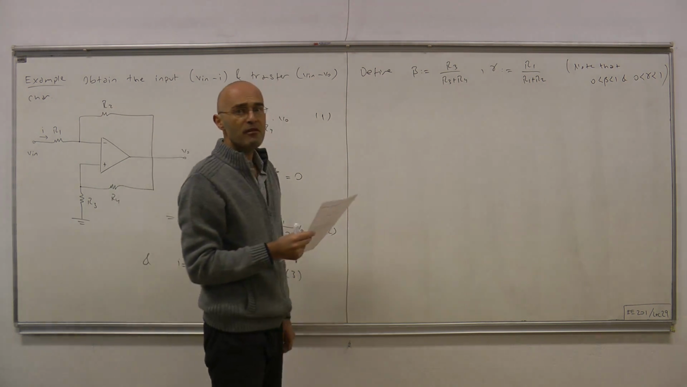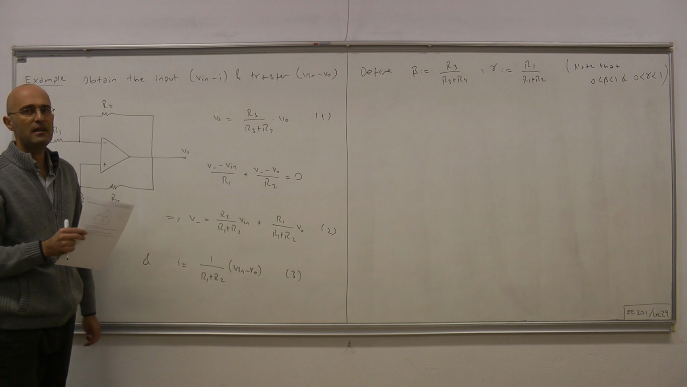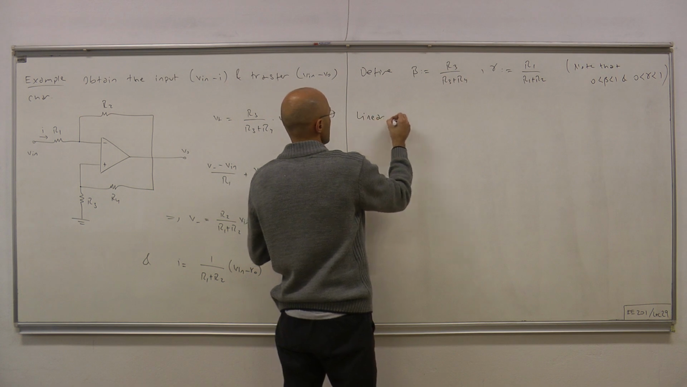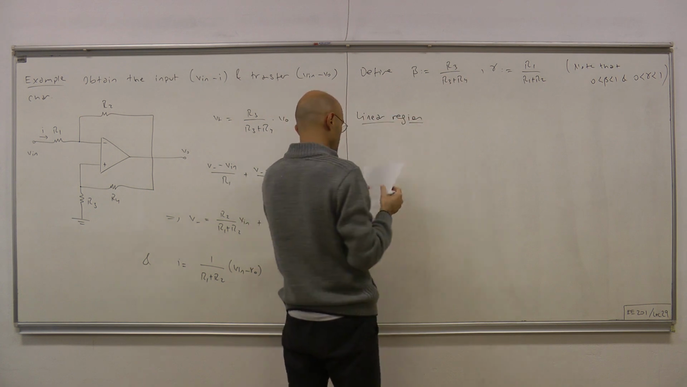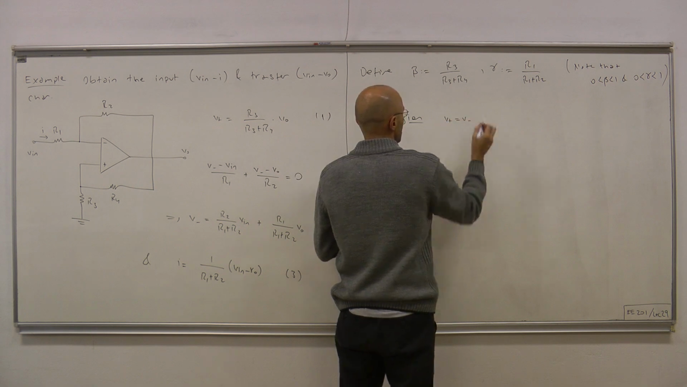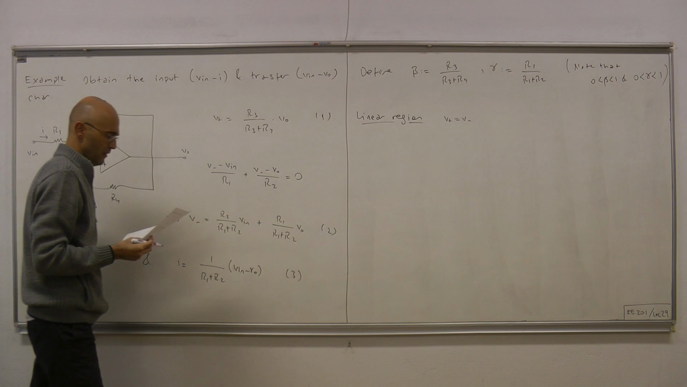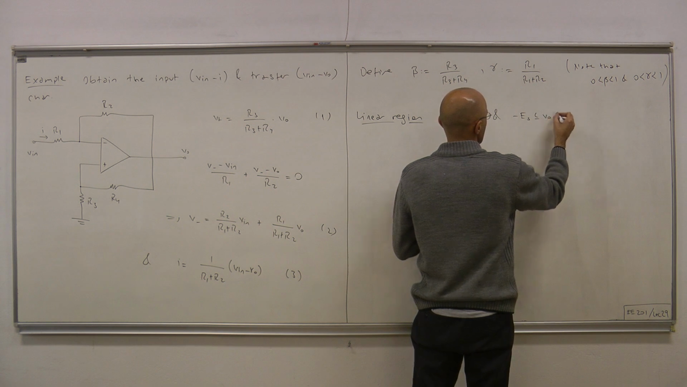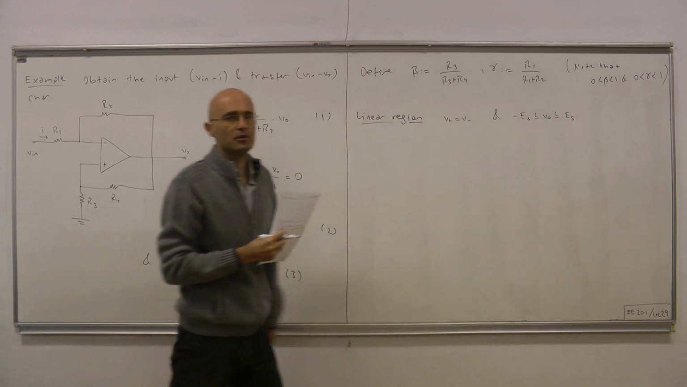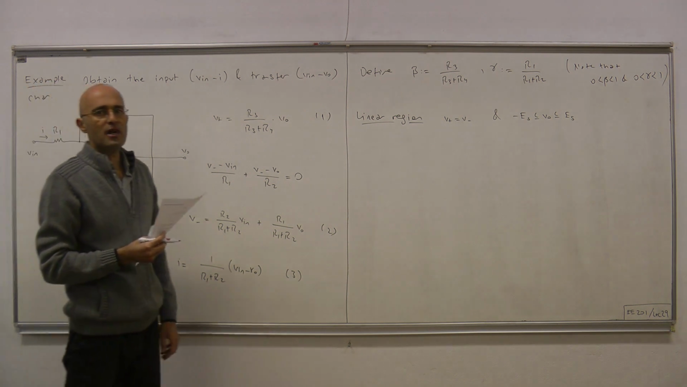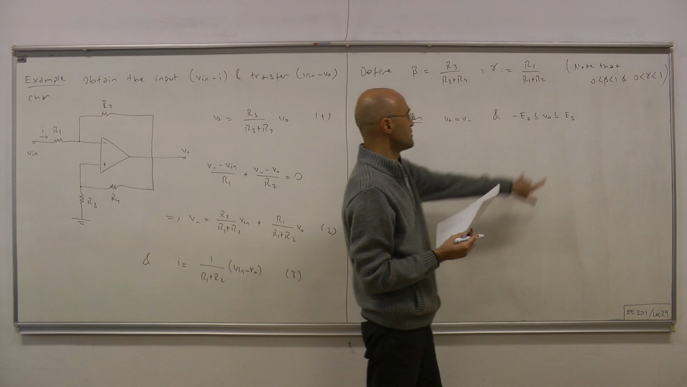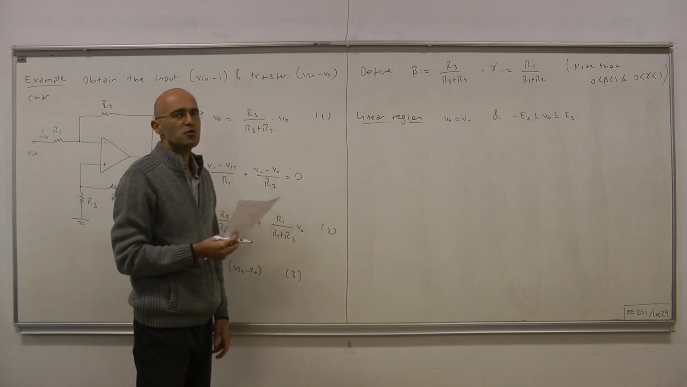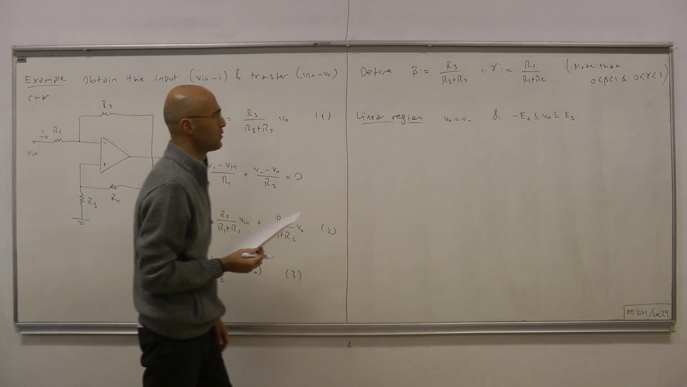Okay, so we have everything we need in order to start the region by region analysis. So let's do that. Let's start with the linear region. Where these two voltages, V plus and V minus, are equal, or their difference is zero, and the output voltage is between negative saturation voltage and positive saturation voltage. For simplicity, we took the negative and positive saturation voltages to have equal magnitudes, but in general, they don't have to be of equal magnitude.